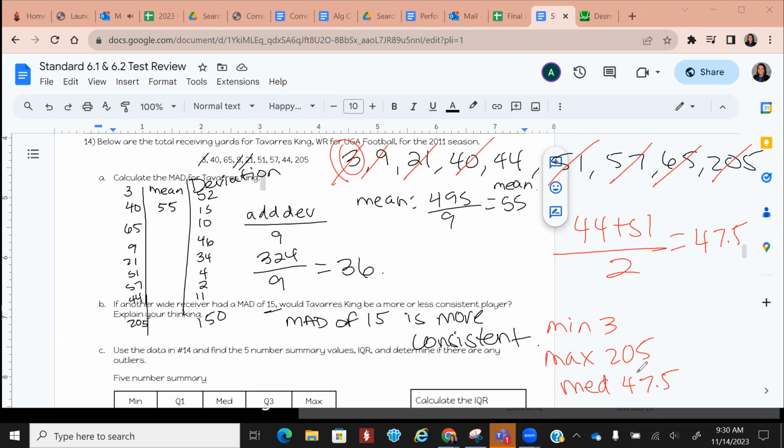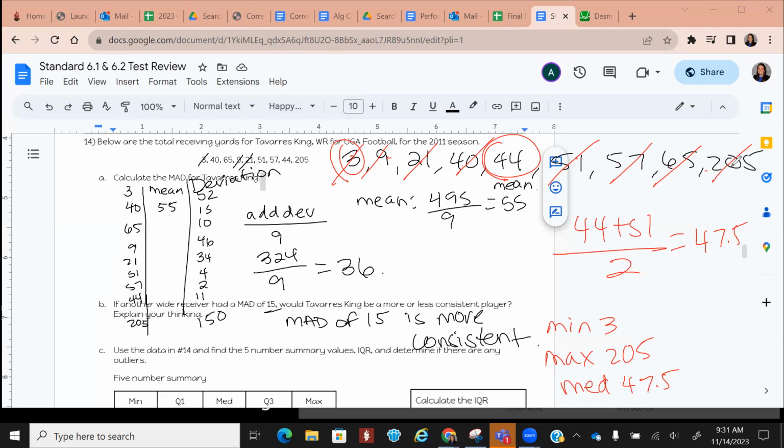I'm missing a number. What's up? I'm crossing them off until I get to the middle, and then I'm going to add those numbers together and divide by 2. So 44 plus 51, and then divide it by 2. So I'm thinking I'm missing a number. Anybody else see it? So then it should be 44 then.